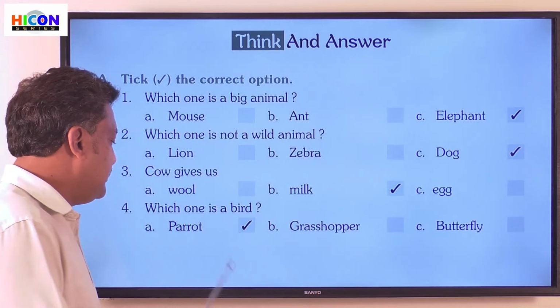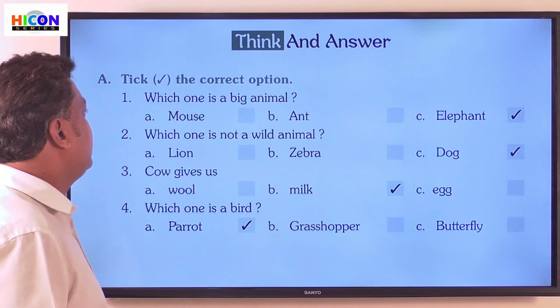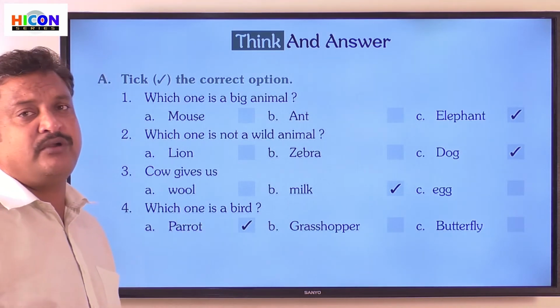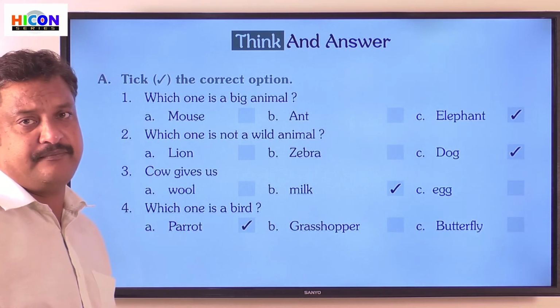Which one is a bird? A parrot is a bird. Right? So now I will keep this frame the same for another minute for you so that you can read it and understand these answers and the question once again.